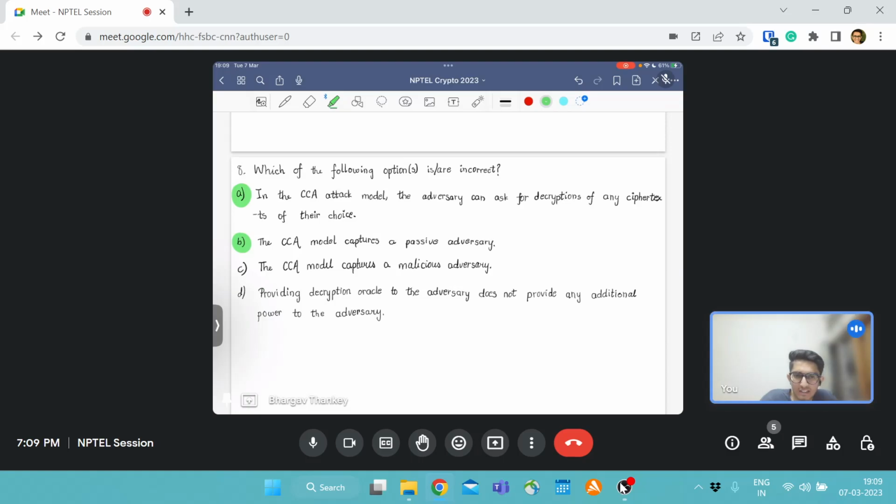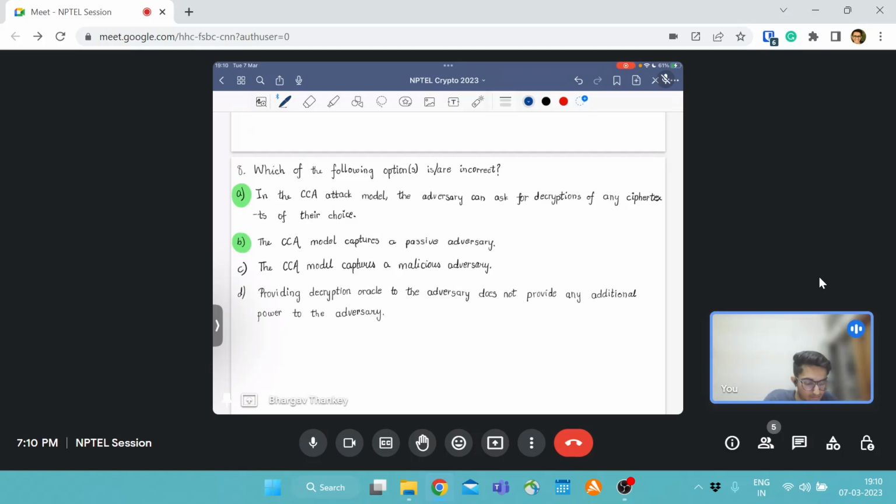Hello, sir. Why is option A incorrect, sir? Okay. Yeah, as I said, there is just one restriction on the decryption oracle queries that the adversary can make. So what is the adversary going to do in the challenge phase? It will send two messages, M1 and M2, to the verifier. The verifier is going to encrypt one of these randomly and send the corresponding ciphertext C back to the adversary, right?